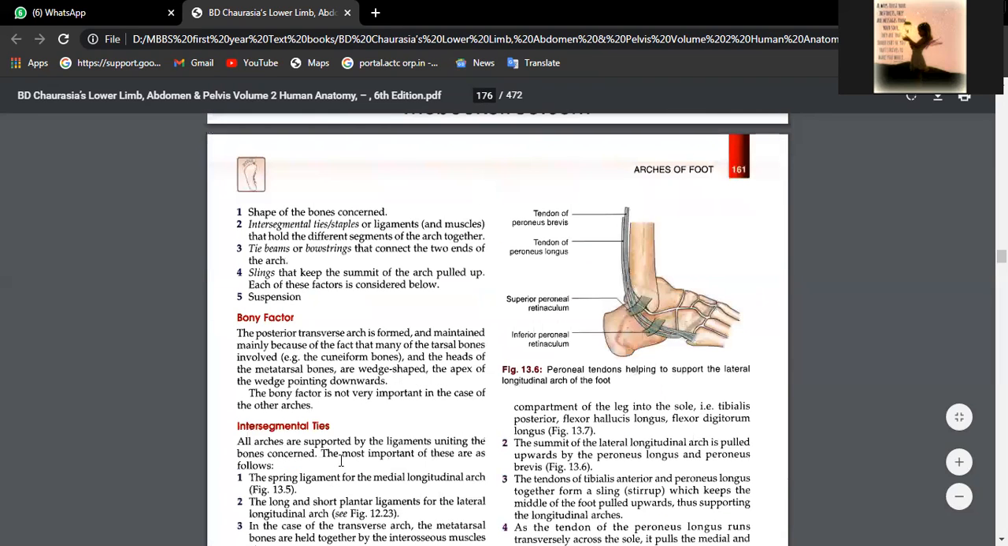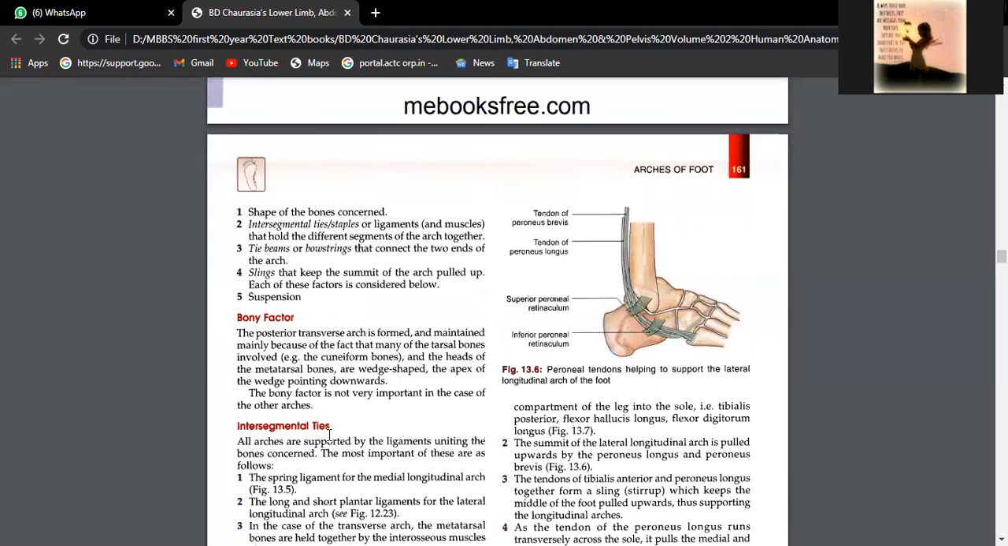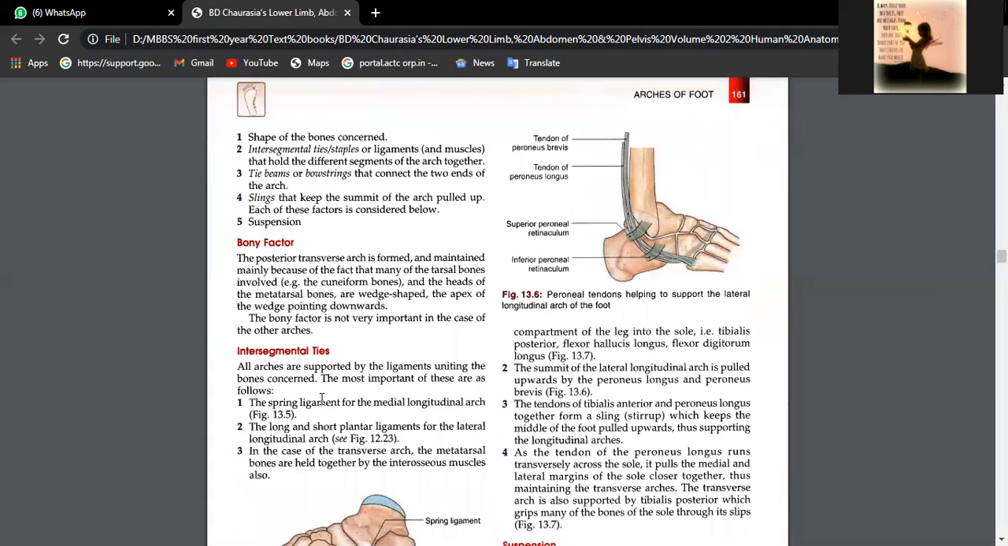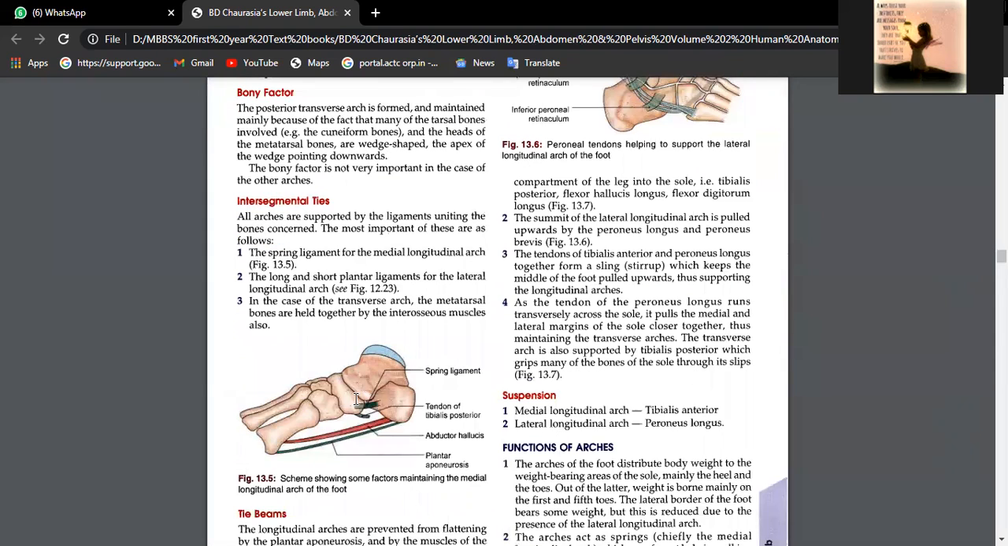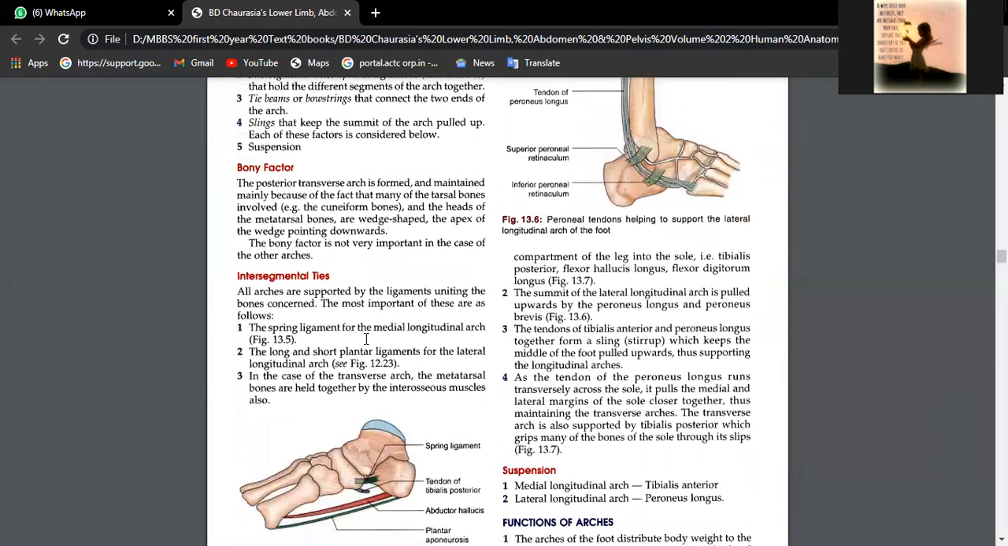Now coming to the bony factor. What is the shape of the bone? I said it is very wedge shaped. So the bony factor does not allow the foot to rest directly on the ground because of the irregular shape. Of course, it is not as important as the other points we are going to discuss. Then we have intersegmental ties. In intersegmental ties, we have the spring ligament for the medial longitudinal arch.